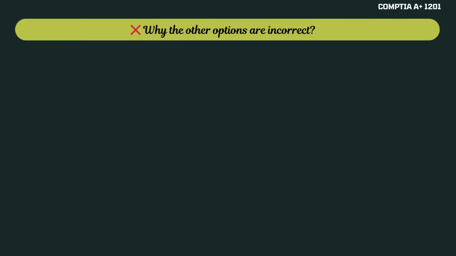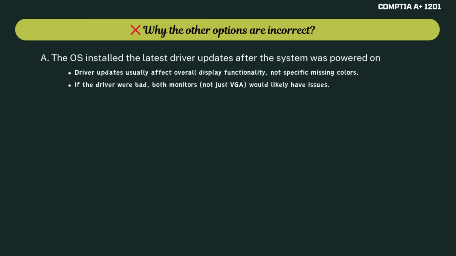Why the other options are incorrect. A. The OS installed the latest driver updates after the system was powered on. Driver updates usually affect overall display functionality, not specific missing colors. If the driver were bad, both monitors, not just VGA, would likely have issues.